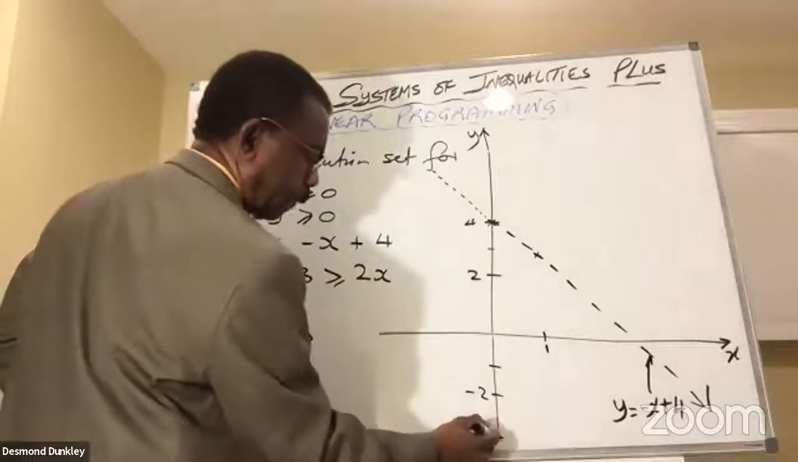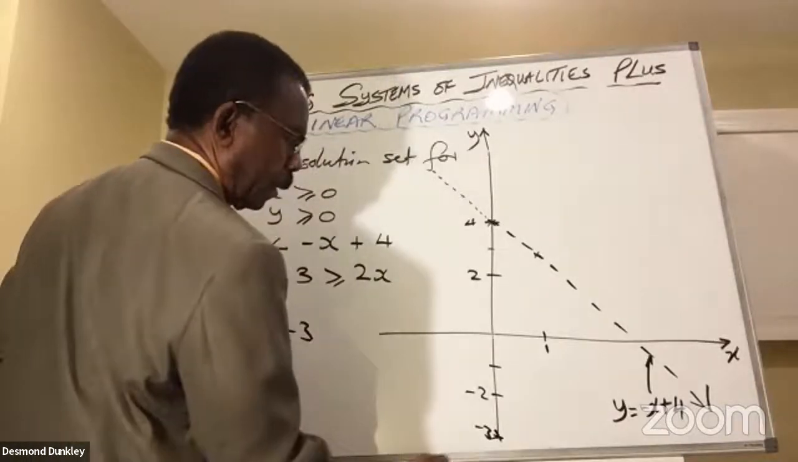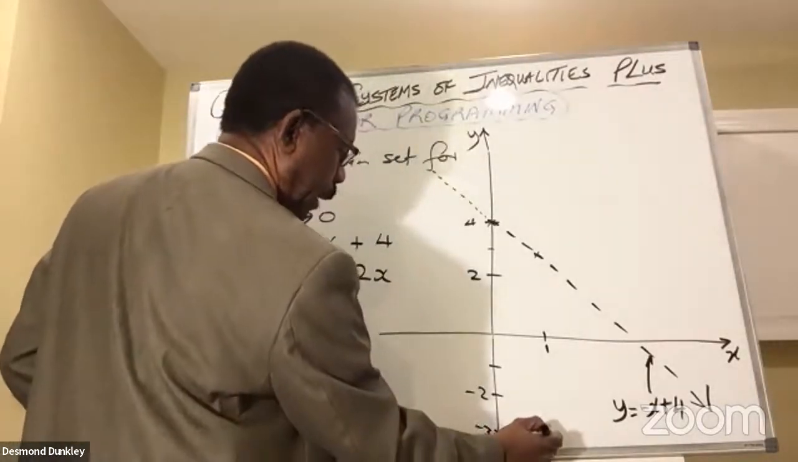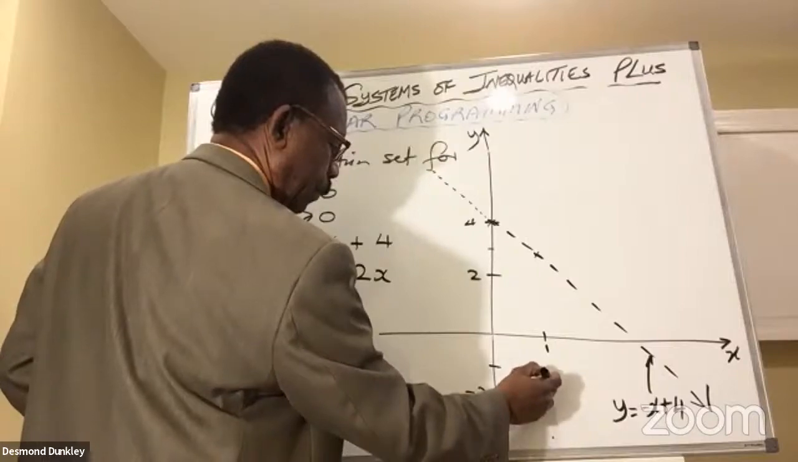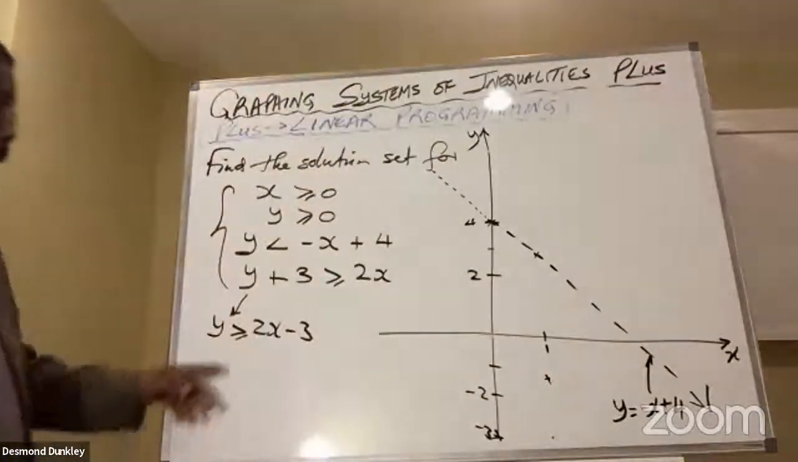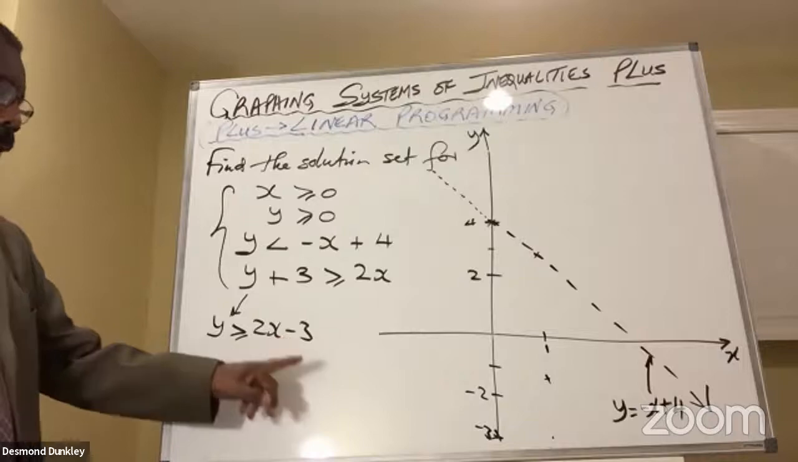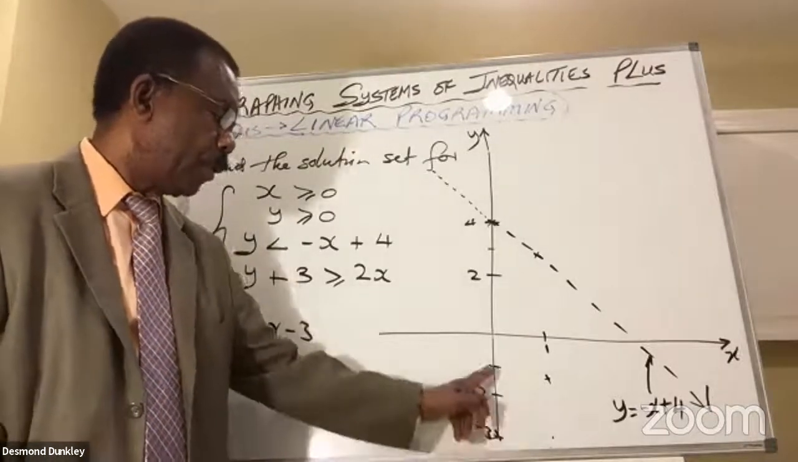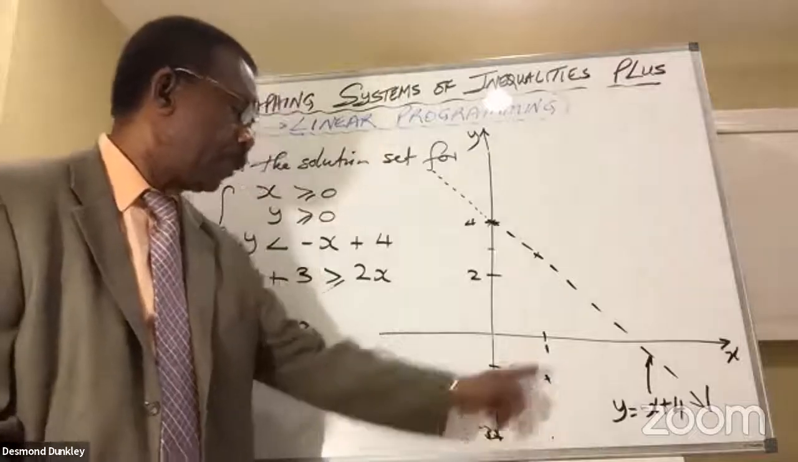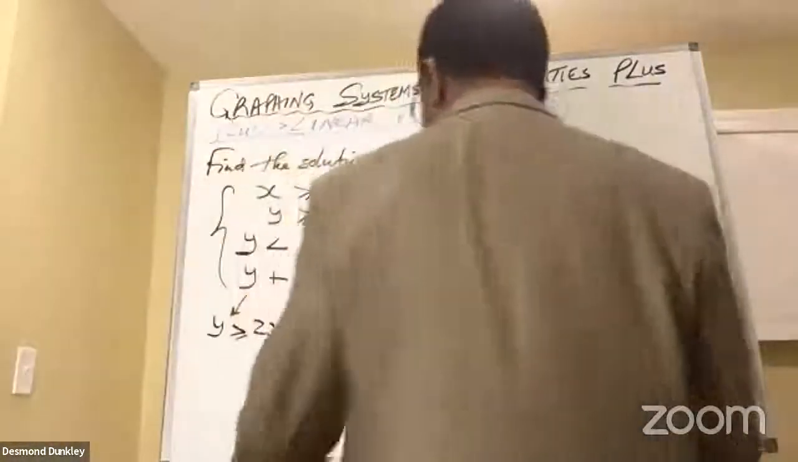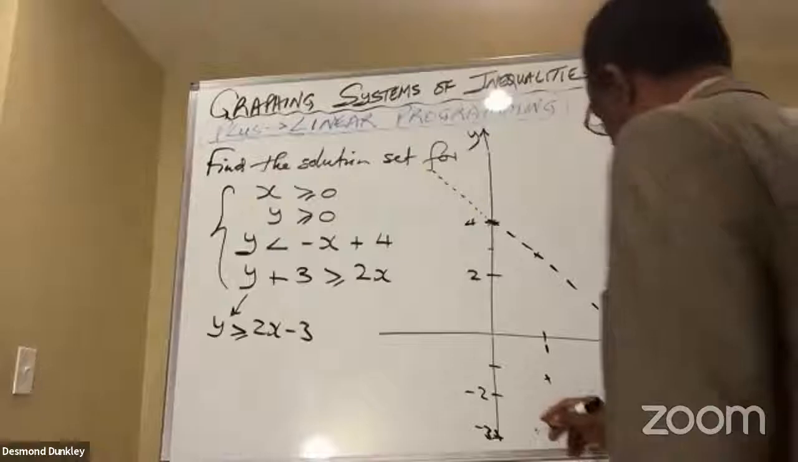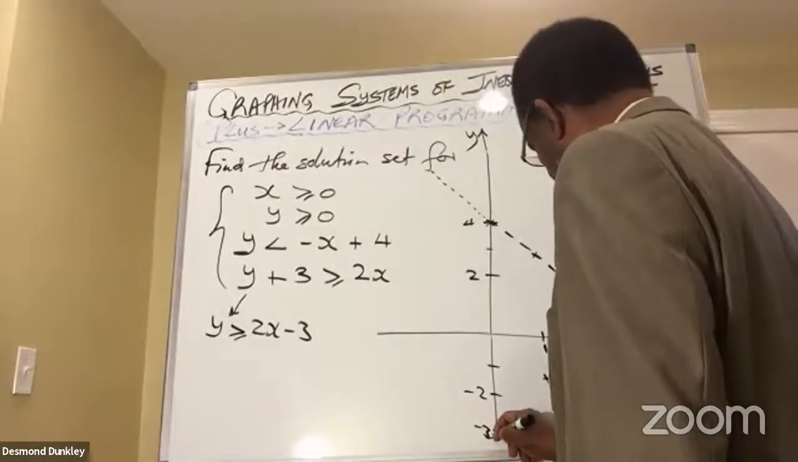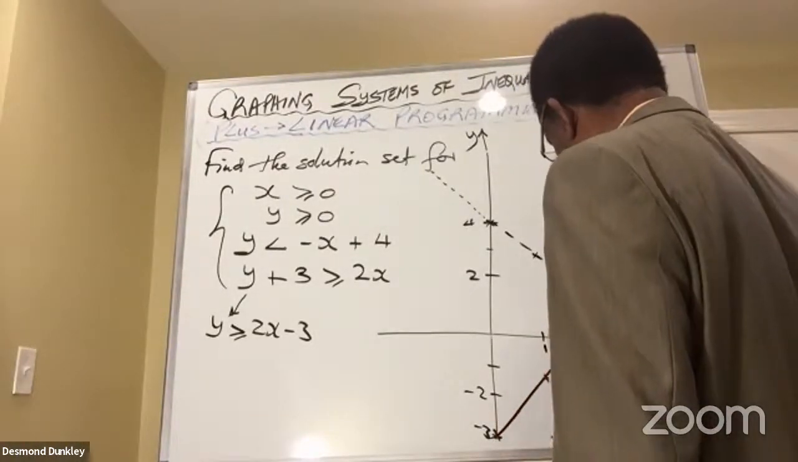So negative 3 is our starting point. We go across 1 and we go up 2. Y equals 2x minus 3. So negative 3 is the y-intercept. Your slope is 2. You go across 1, up 2. And now this is a solid line. So I'm going to draw a solid line that goes across from here.